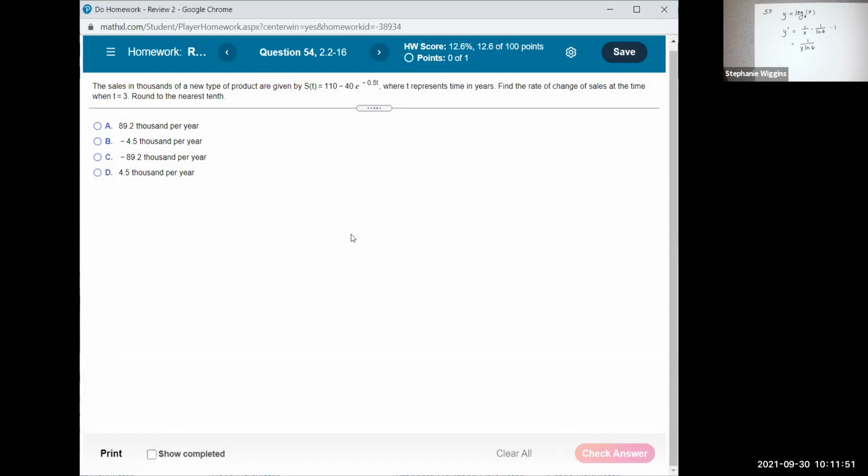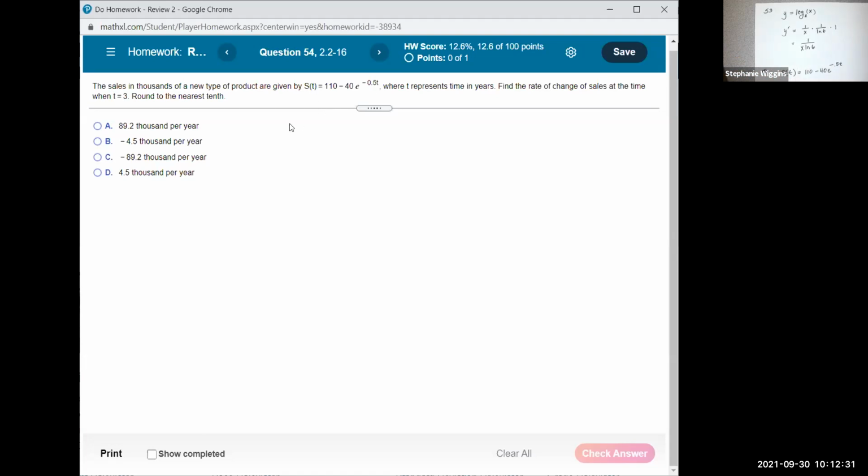Don't be bothered again by the fact that this is a word problem. For whatever reason, students often, when they see words like that in a problem, are terrified. But remember, this is a derivative test. So when it says find the rate of change, that just means find the derivative. In particular, it says at the time t equals 3, so in that case, you're just plugging in 3. So here, this is 54. S of t equals 110 minus 40e to the negative 0.5t.